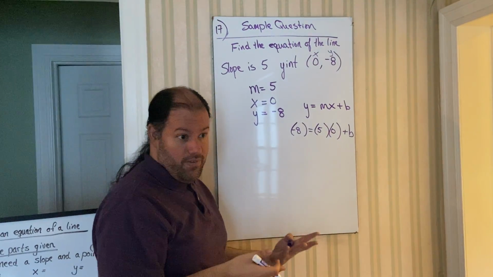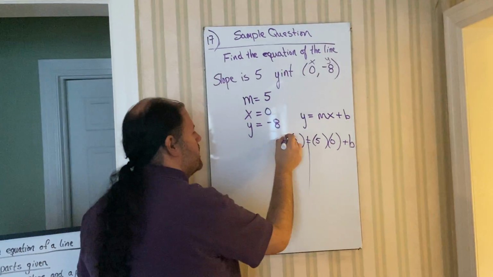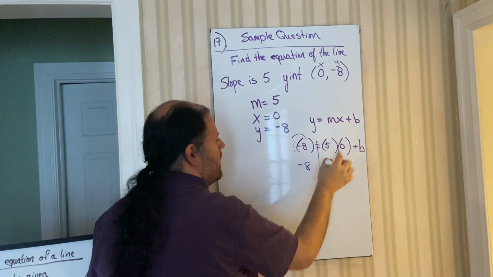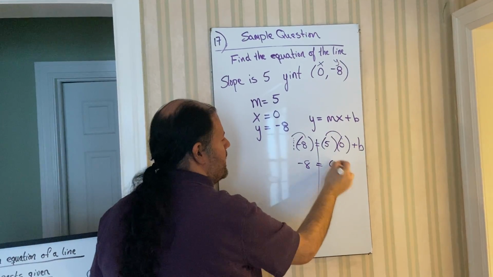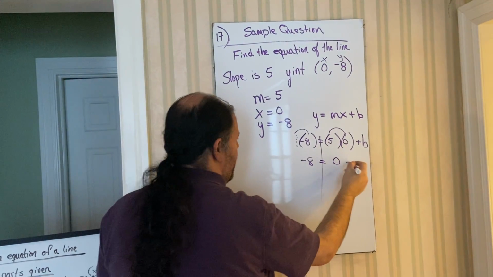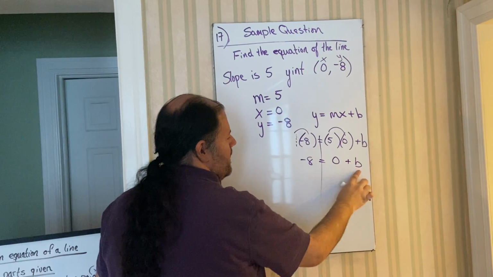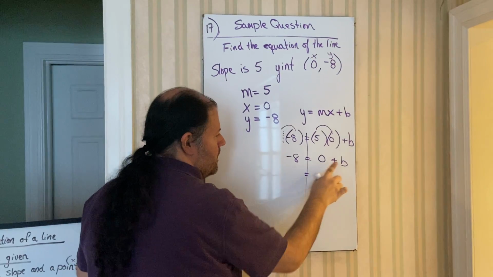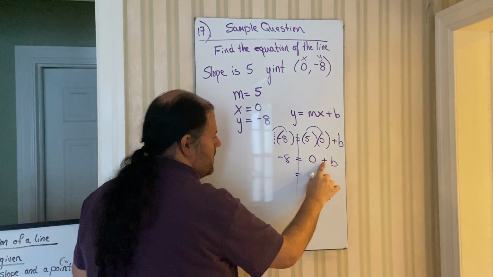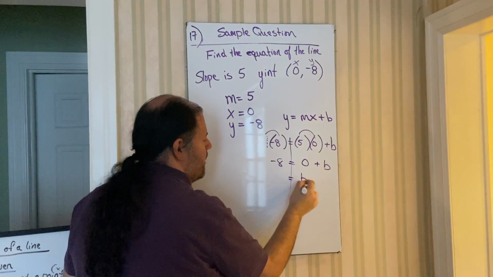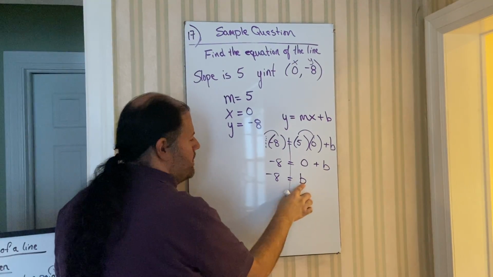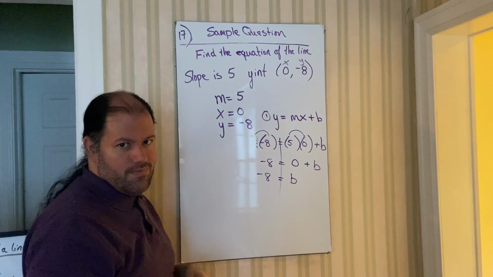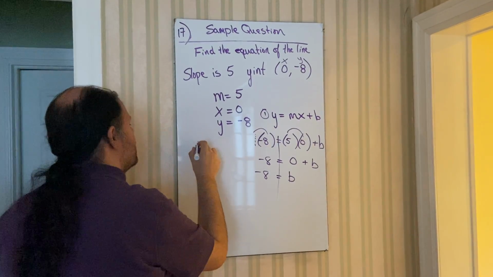Then simplify. So distribute 1 times -8, 5 times 0. We know anything times 0 is 0. And then you know how this can be combined. 0 plus a constant or a variable will always be the other guy. So 0 plus b, it's going to be the variable b. B is solved for.